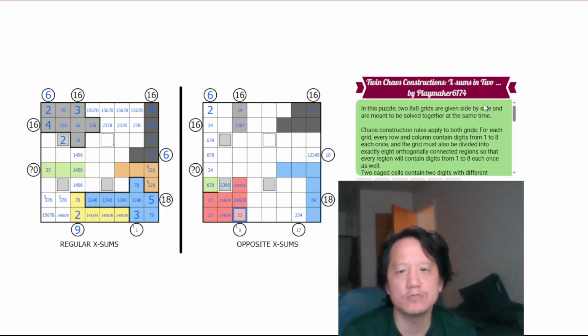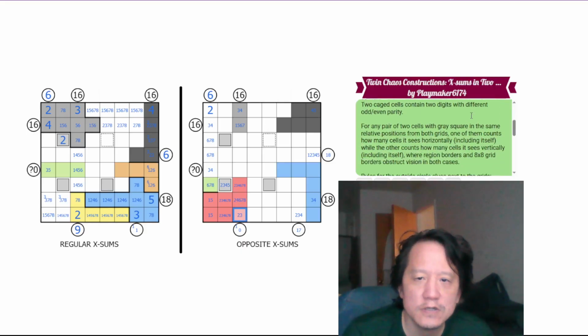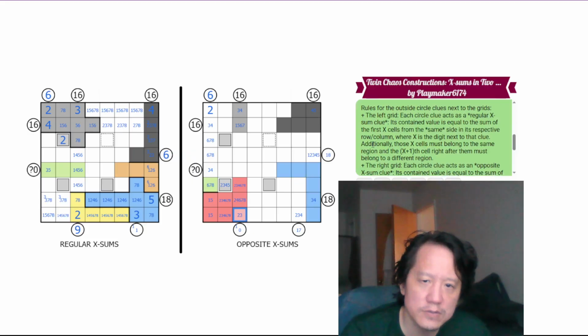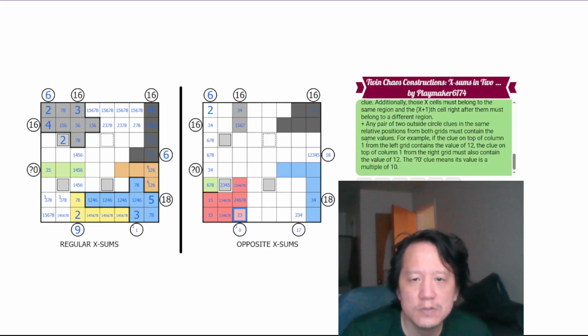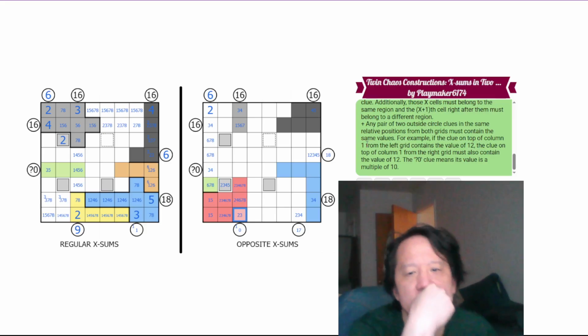Okay, blah blah blah. 1 8. We must divide into exactly 8 orthogonally connected regions. 2 digits with different parity, 4 with gray square in the same relative position. 1 counts how many cells it sees horizontally. So it sees vertically where region borders. Both cases. Contain the same values.